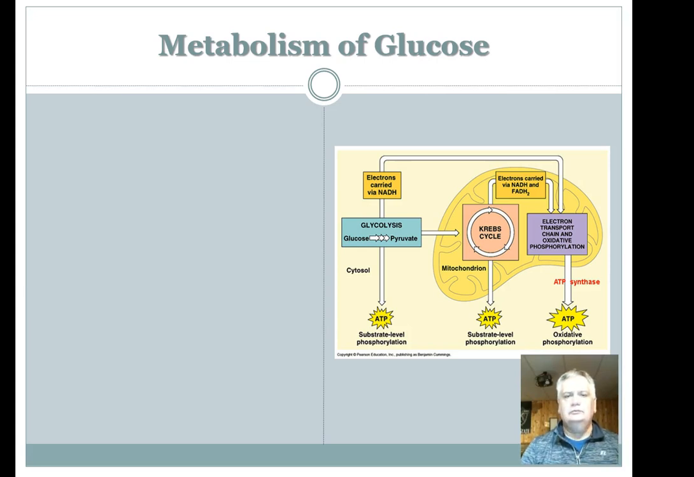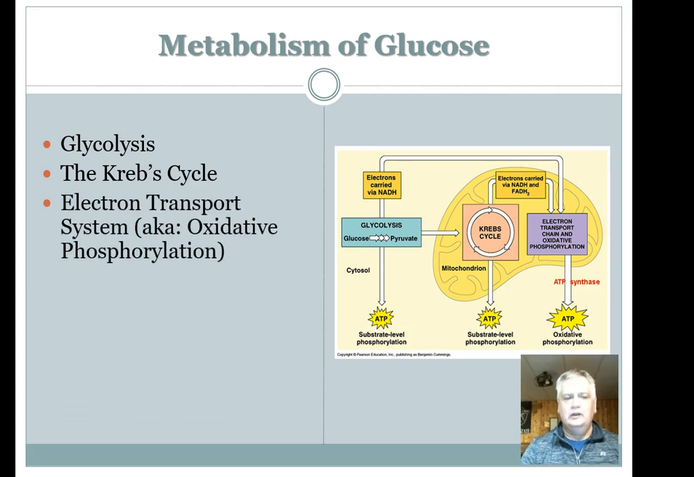Okay, so once the glucose enters the cells, how do the cells metabolize the glucose? Well, all cells metabolize glucose through a process called cellular respiration. Cellular respiration has three distinct phases. These phases are called glycolysis, the Krebs cycle, and the electron transport system, also known as oxidative phosphorylation.